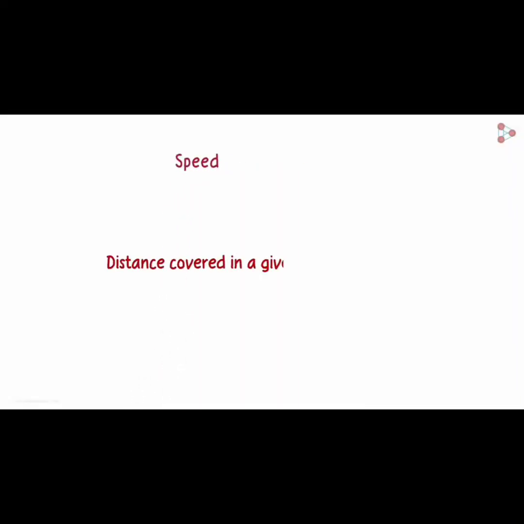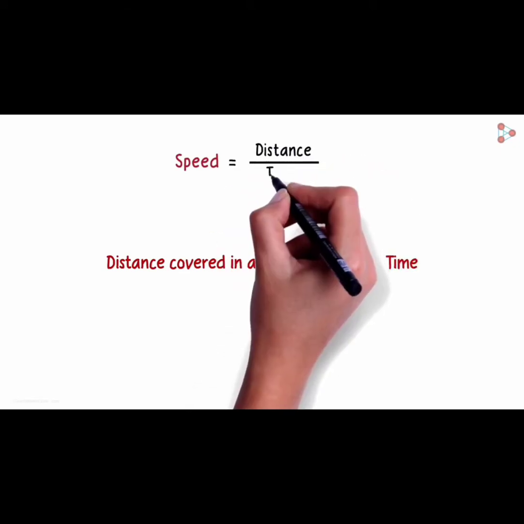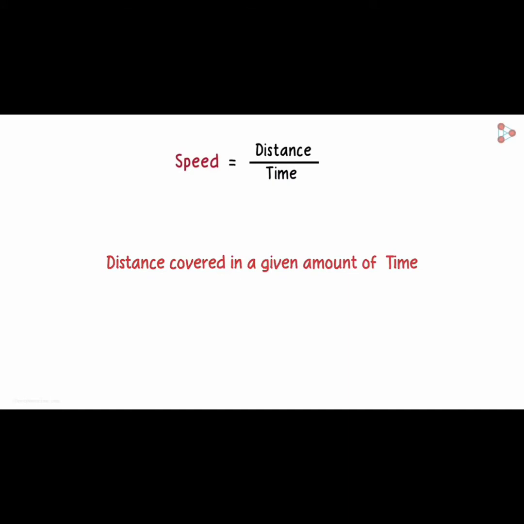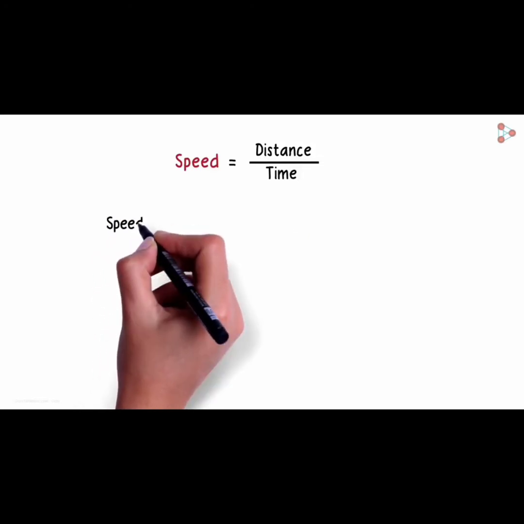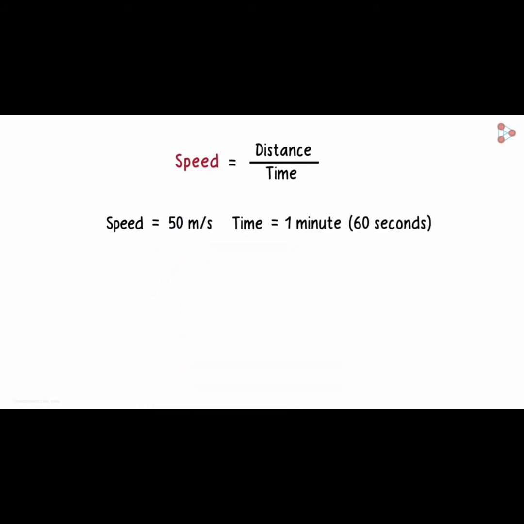Speed is the amount of distance covered in a given amount of time. It's nothing but distance covered over the time taken to cover that distance. Simply put, it tells us how fast an object moves. Also, if we know the speed and the time taken to cover a distance, we can easily find the distance covered. So if I tell you that I traveled at a speed of 50 meters per second for 1 minute, can you tell me how much distance I covered?